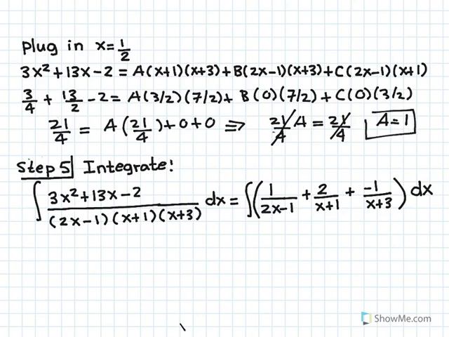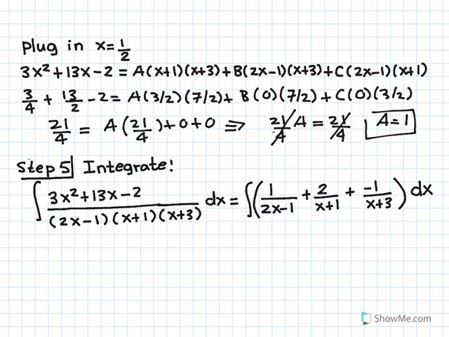And the last step is to integrate. This will be the easiest step because we have all the factors, all the integrals separated out, and we can just integrate term by term. So we have the integral of 3x squared plus 13x minus 2 divided by (2x minus 1) times (x plus 1) times (x plus 3) dx, and we applied partial fraction decomposition, and we have the integral of 1 over 2x minus 1 plus 2 over x plus 1 plus minus 1 over x plus 3, integrated with respect to x.